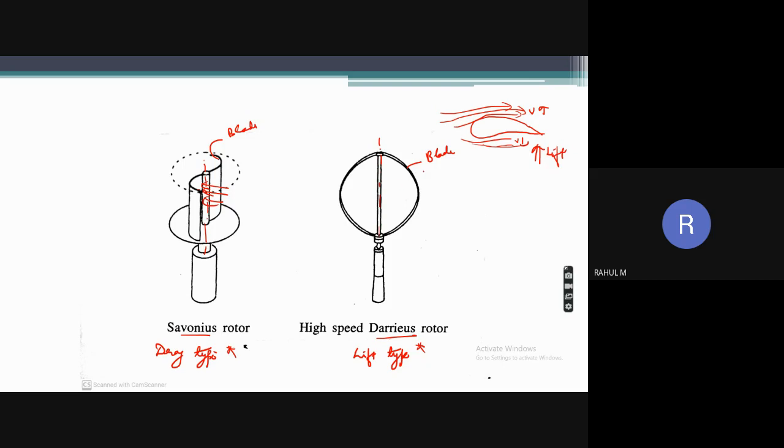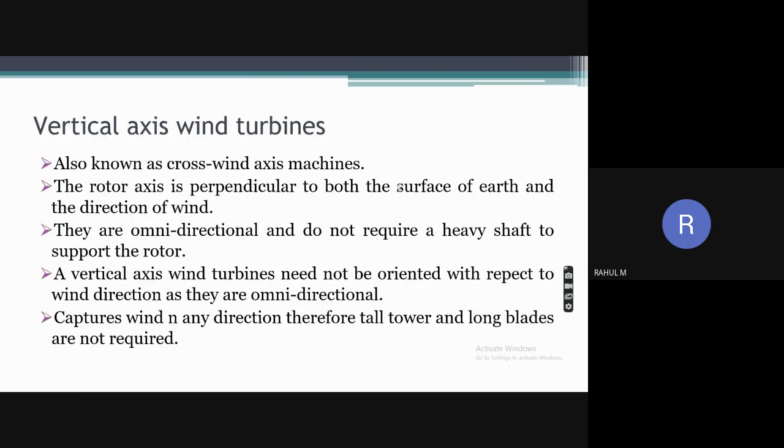Okay, and not the pushing of the wind. It is actually the lift force which is generated by the aerodynamic design of the wind blades. Okay, and that is actually responsible for the rotation of this type of windmill, right? Okay, so we'll see that in detail one by one.